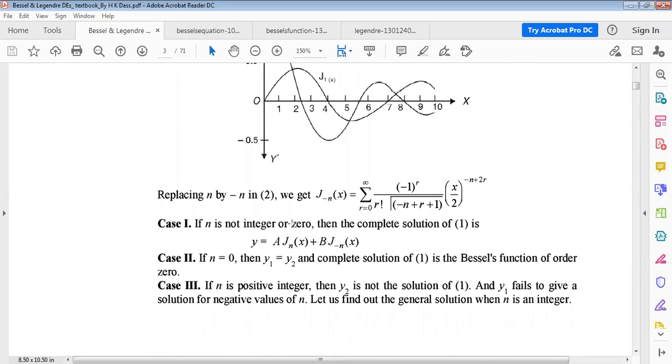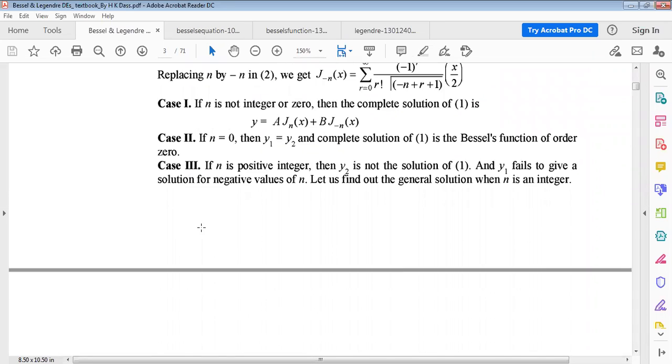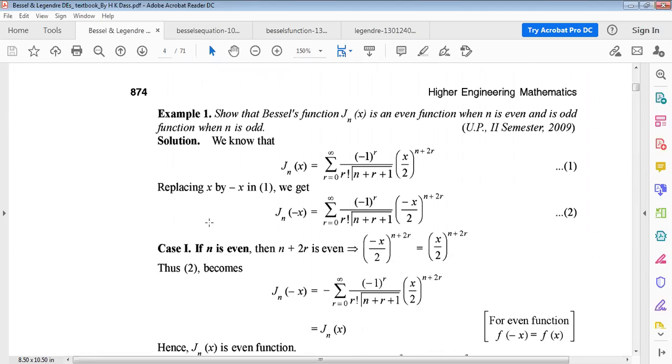So this is the Bessel function, remember it, for n equals minus 1. Now show that the Bessel function Jn(x) is an even function when n is even and is an odd function when n is odd. This we know. This is the Bessel function Jn(x) equals summation r equals 0 to infinity, minus 1 to the power r over r factorial gamma (n plus r plus 1), (x by 2) to the power n plus twice r. This is the Bessel function, equation 1. Now replacing x by minus x, we get the same.